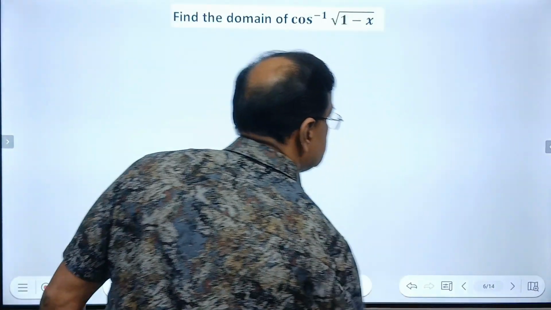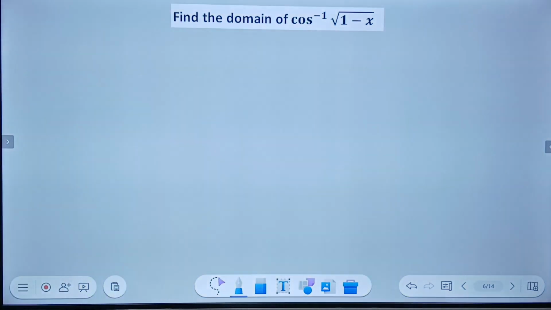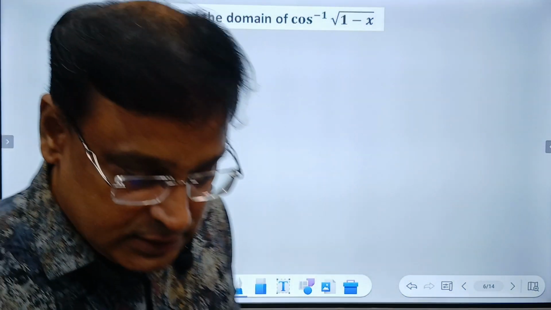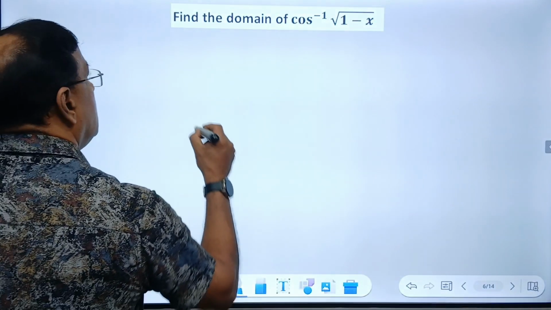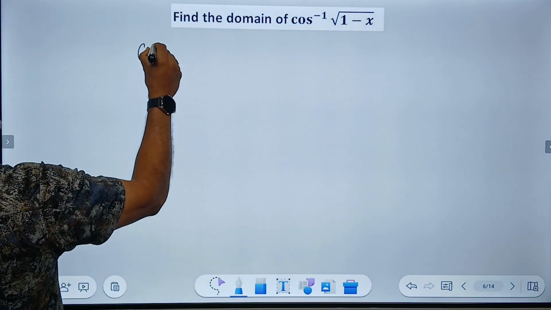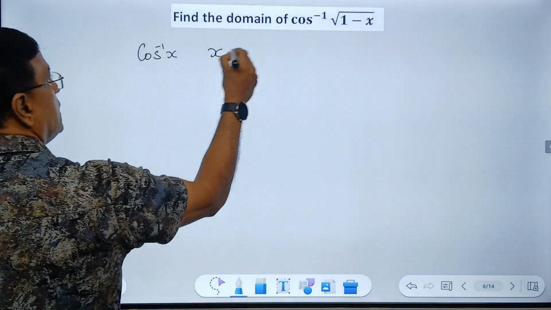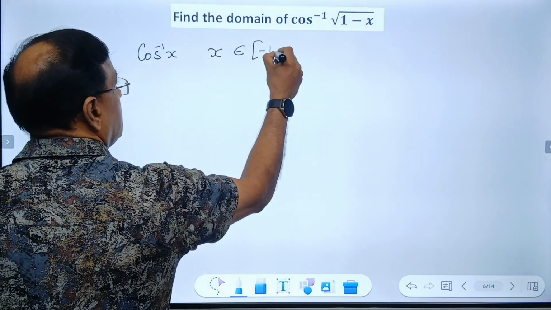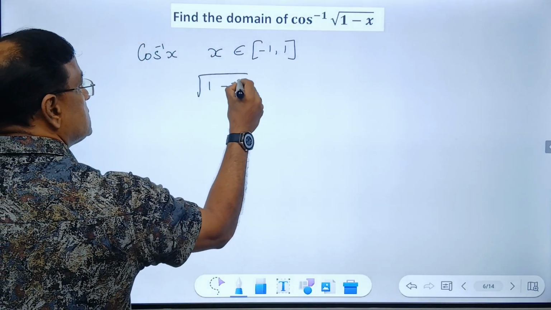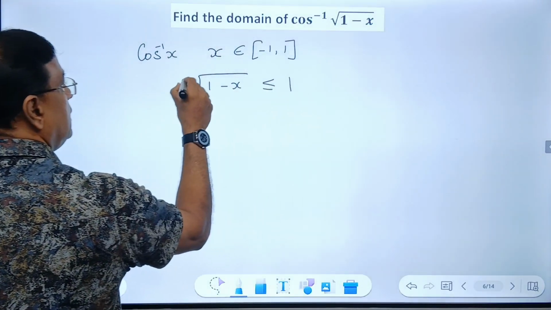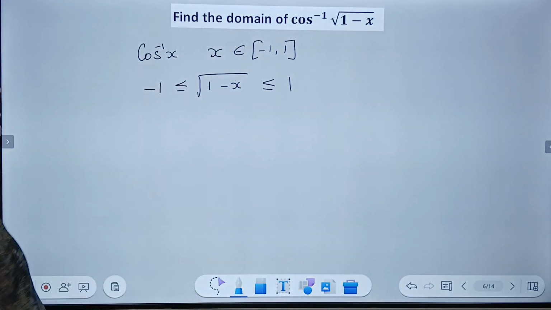So what is my next question? I want to find the domain of cos inverse of root of 1 minus x. Now how do I find it? Very, very simple. You know for cos inverse of x, the x should lie between minus 1 and plus 1. The same logic applies here. So root of 1 minus x should lie between plus 1 and minus 1.